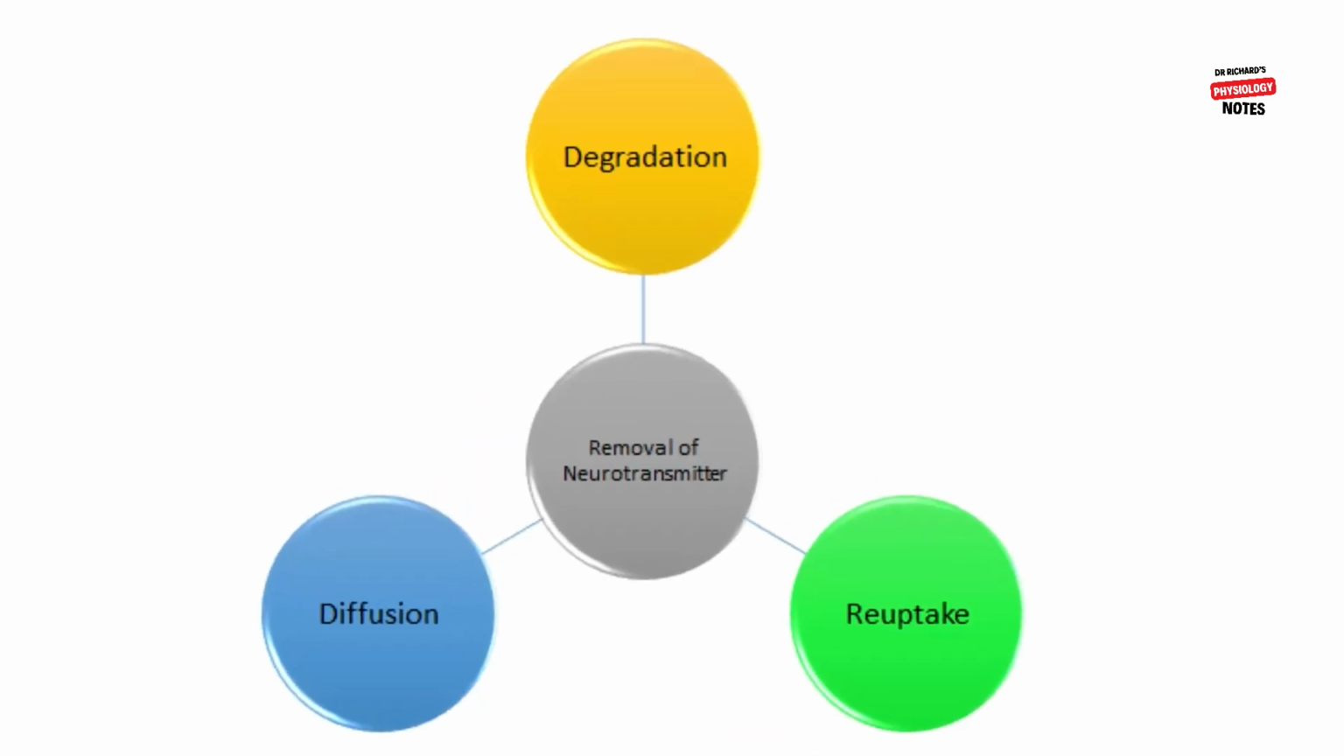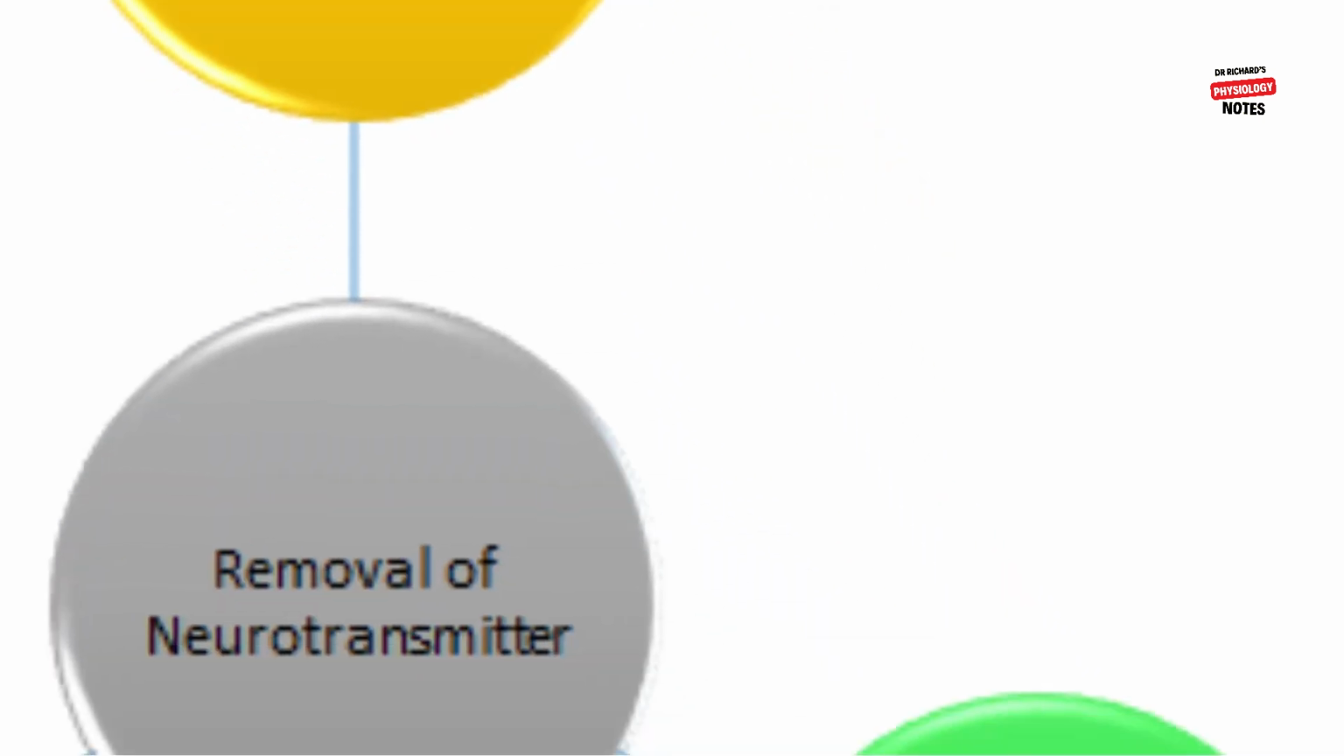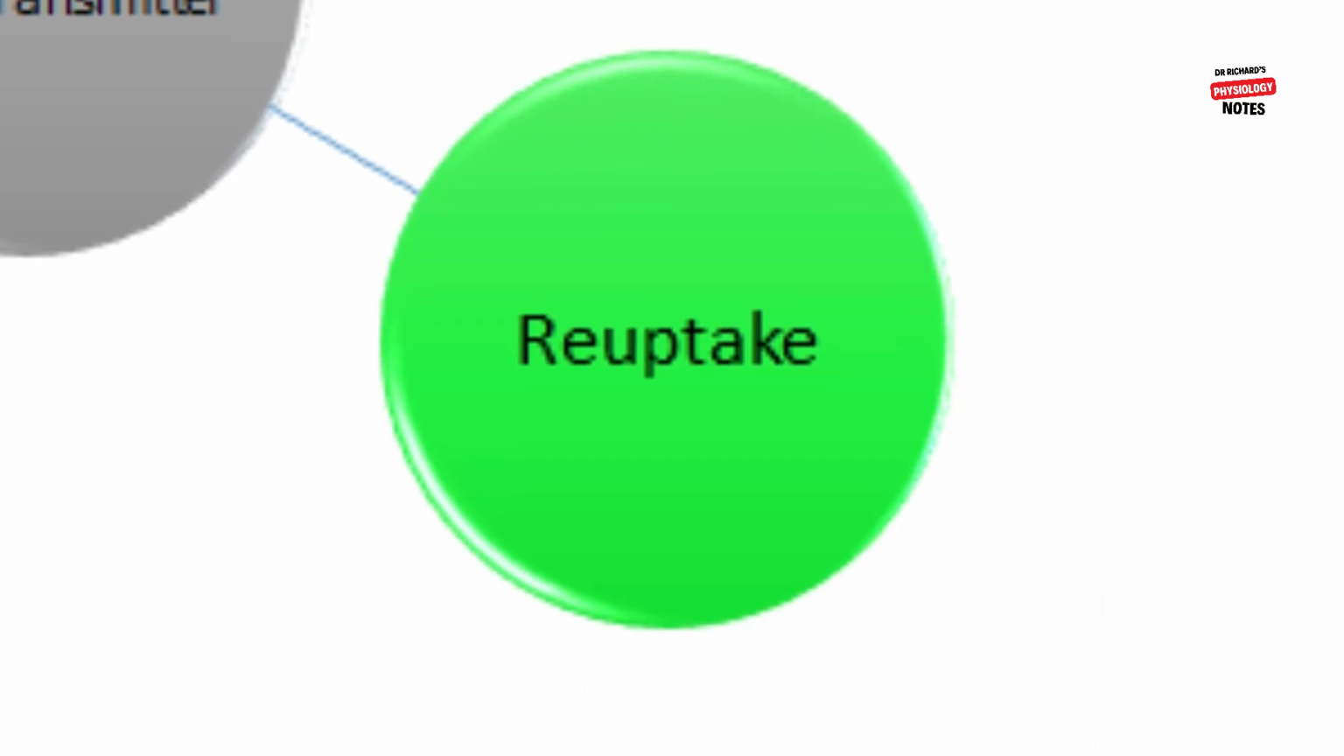It blocks the reception of additional messages and must be removed from its receptor. The removal of neurotransmitters occurs when they are degraded by enzymes, reabsorbed by astrocytes or the presynaptic terminal, or diffuse from the synaptic cleft.